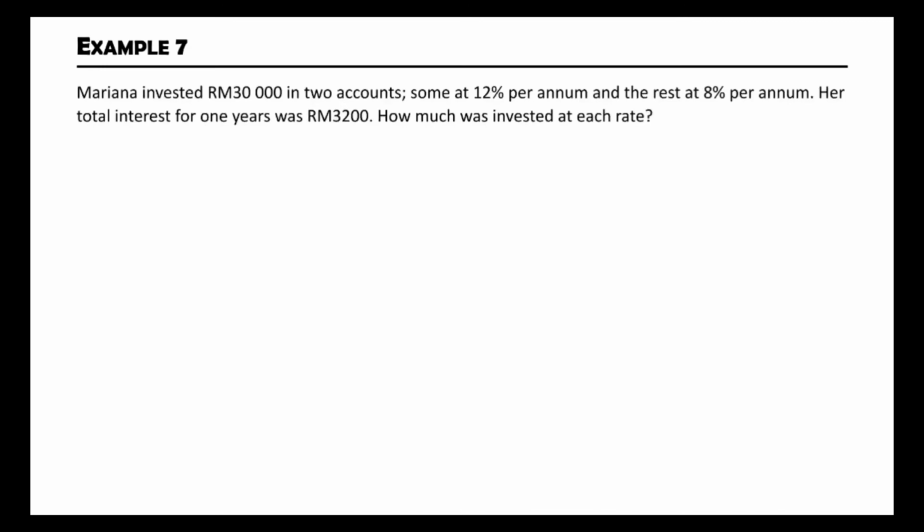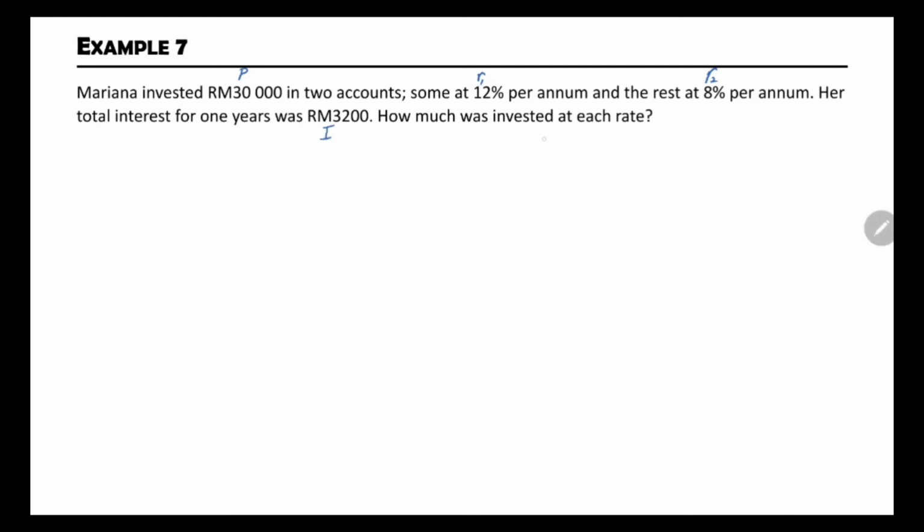Mariana invests RM 30,000 into account, some at 12% per annum and the rest at 8% per annum. Her total interest for 1 year was RM 3,200. How much was invested at each rate? So we have 30,000 into account. This will be her principal. 12% is R, the first R, and this is the second R, R1 and R2. The total interest for 1 year was 3,200. This is I. How much was invested at each rate?